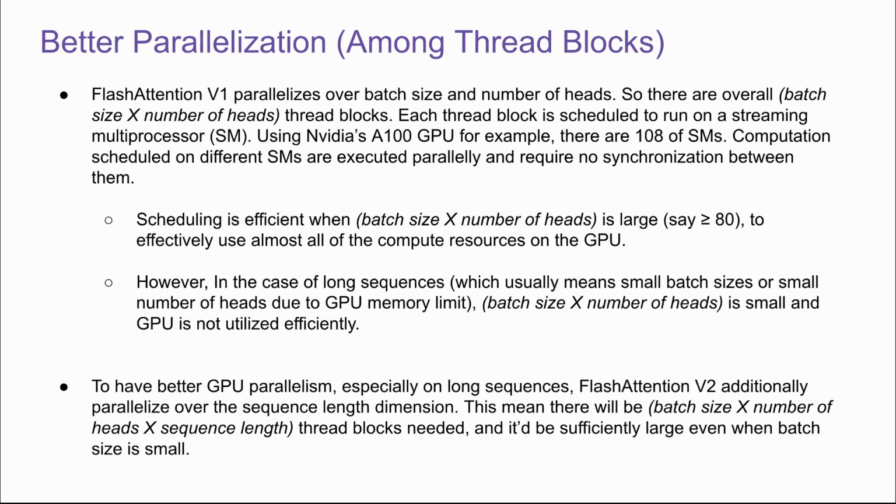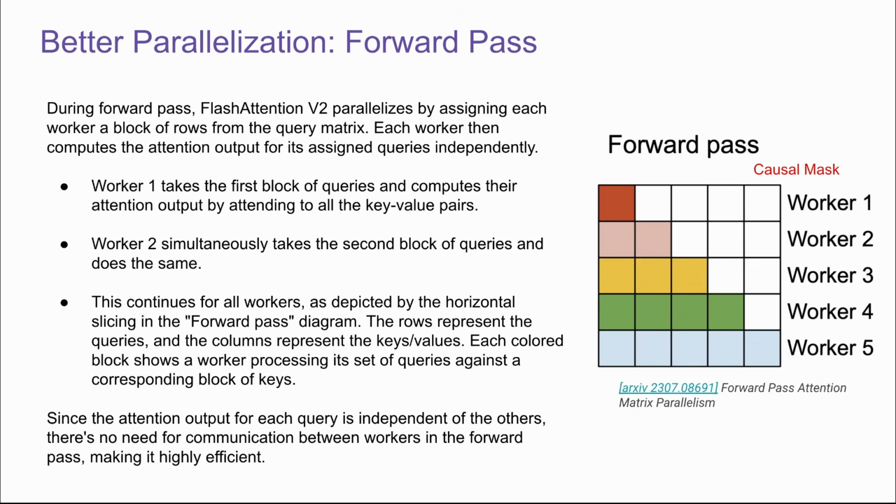Now, other than additionally parallelizing over the sequence length dimension, FlashAttention V2 also changes the order of execution for the forward pass. During the forward pass, FlashAttention V2 parallelizes by assigning each worker a block of rows from the query matrix, and each worker then computes the attention output for its assigned queries independently. And if you remember, each row represents a single query. In FlashAttention V1, we were iterating on keys in the outer loop. However, in FlashAttention V2, the outer loop iterates on the query dimension.